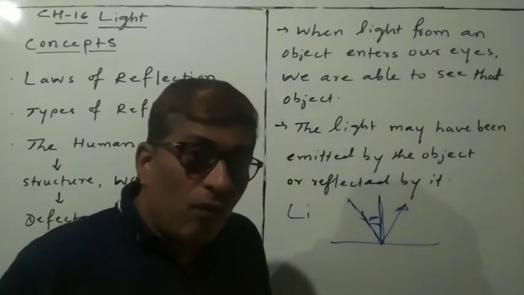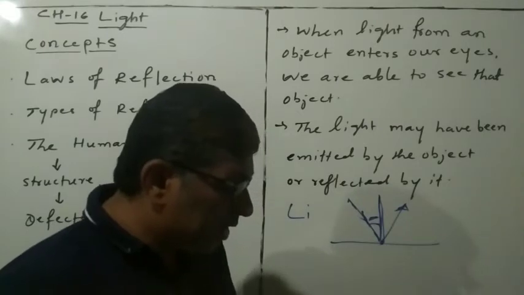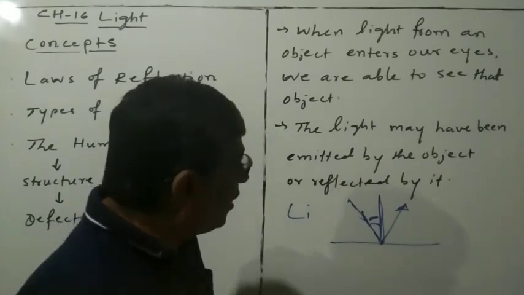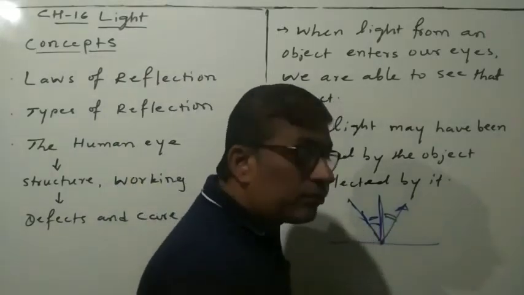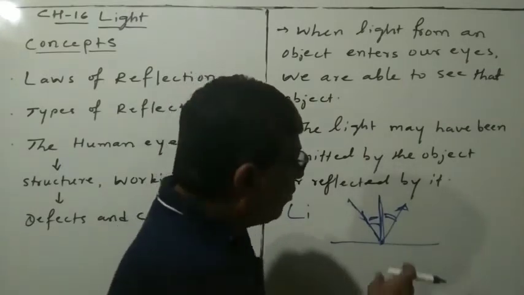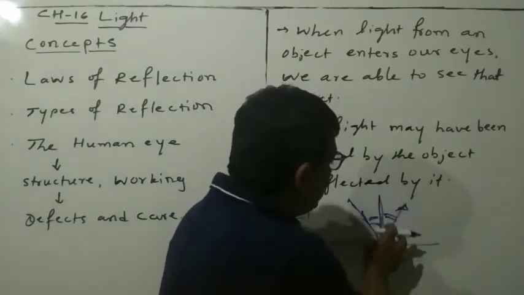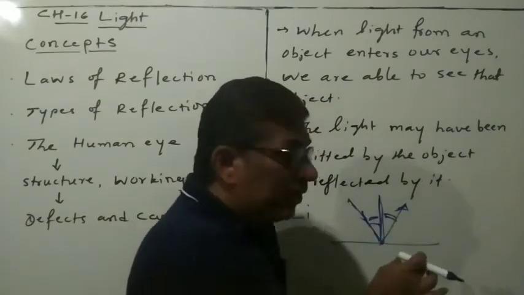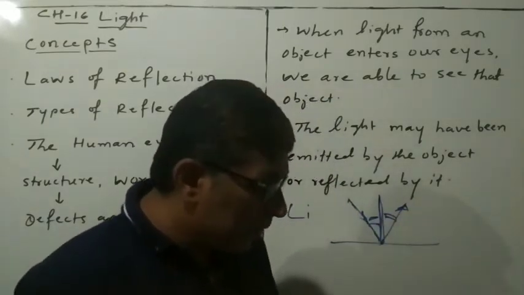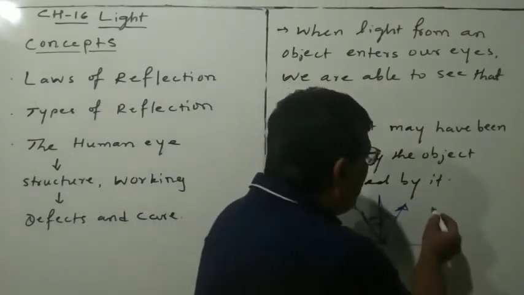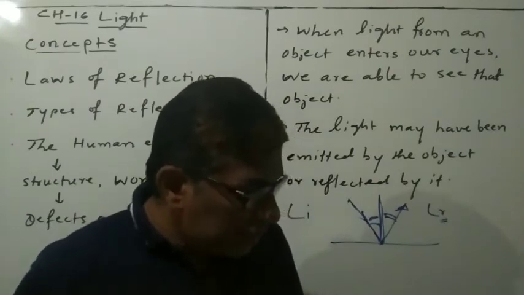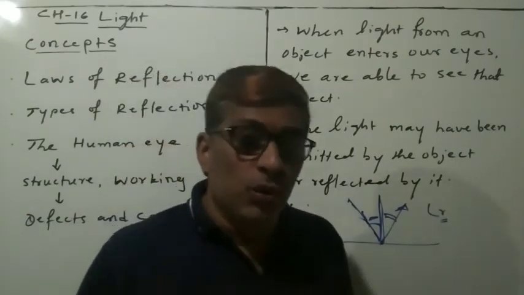And now, what about the reflected side? They call it the angle of reflection. It is the angle between the normal and the reflected ray. Some of you are looking at the other angle, not this one. You have to see the angle in between the reflected ray and the normal. That is called the angle of reflection, denoted by angle R, small r. These are the things you should know.